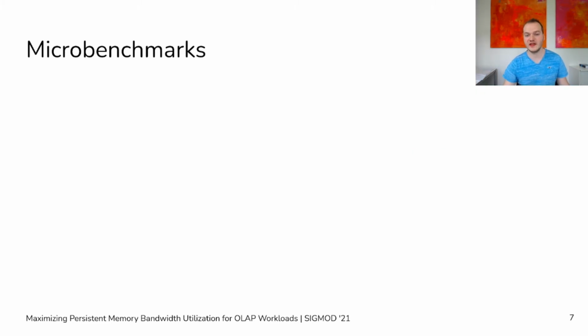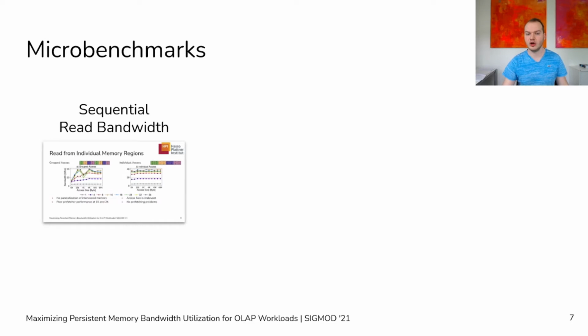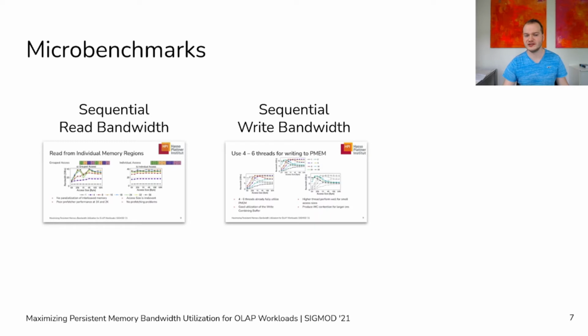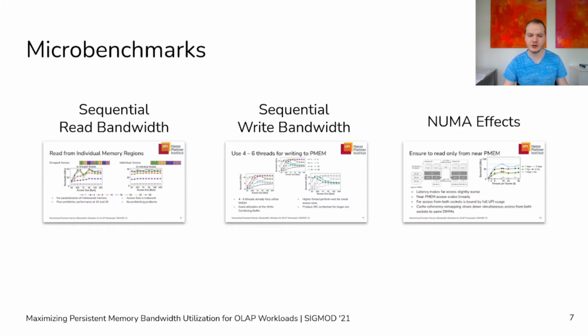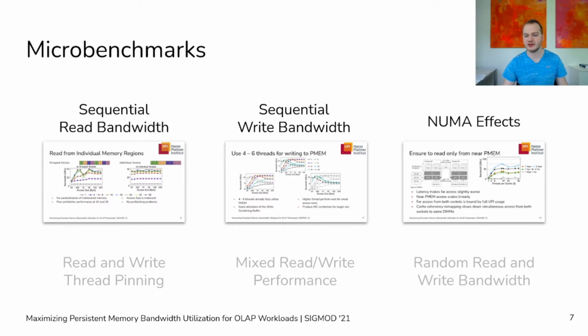Therefore, it is essential that we carry out an extensive set of micro benchmarks in order to understand the behavior of PMem in detail. First of all, we'll have a look at PMem during sequential reads, then during sequential writes, and last but not least, we'll examine how PMem is affected by non-uniform memory access, the so-called NUMA effects. Not in today's presentation, but also in the paper, are read and write thread pinning benchmarks, benchmarks investigating the performance of mixed read and write workloads, and last but not least, benchmarks looking at random reads and writes.